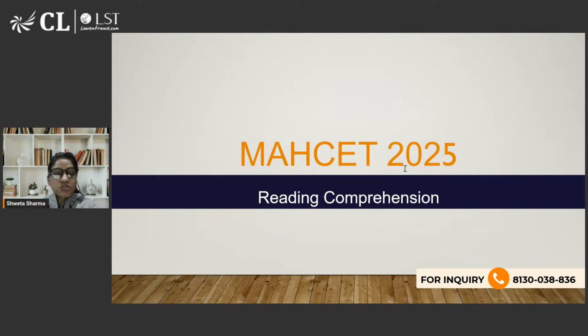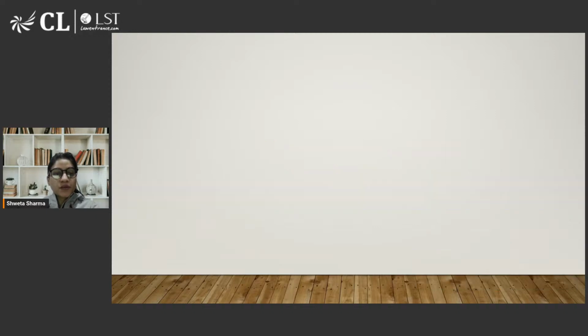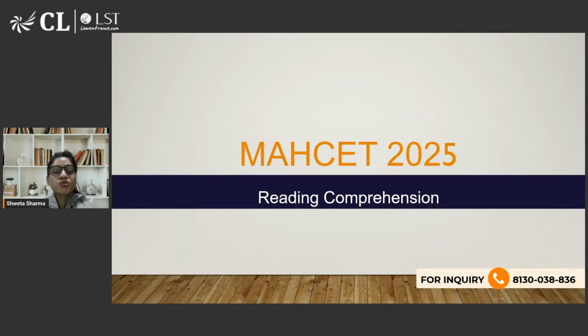Let me pull in my screen. I hope you can see it. We have talked about reading comprehension, what it is, how to read the passages, and what question types we have in the previous sessions. Here too, I'll be explaining what RC types there are, and today, majorly touching upon humanities passages.